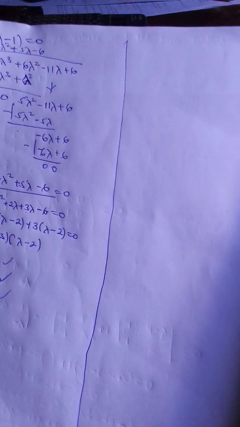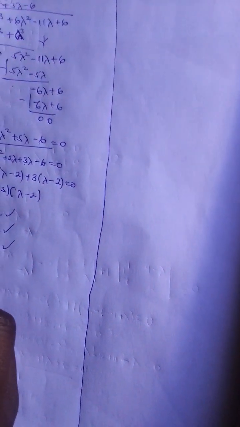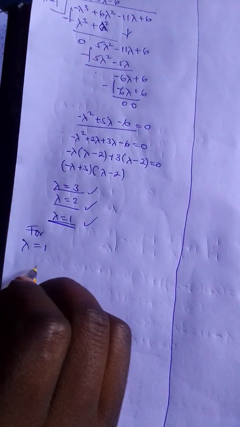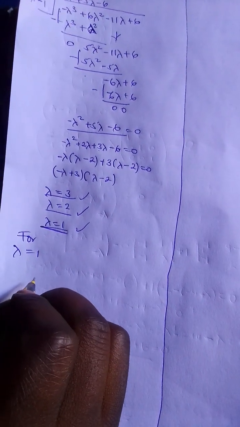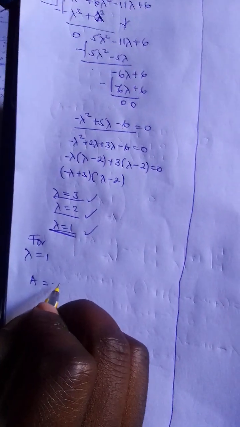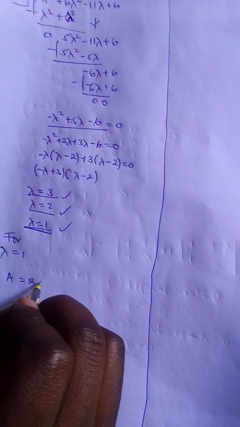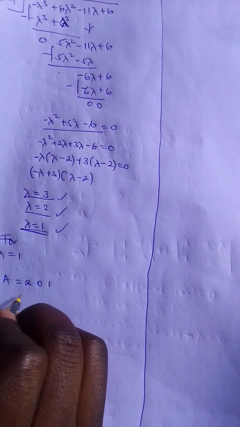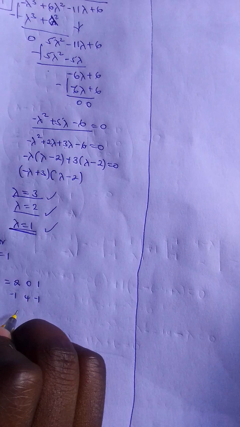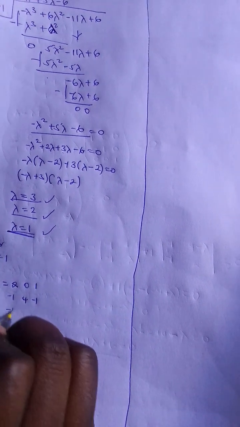So from there, we shall have to look for the eigenvectors. How do we look for the eigenvectors? For the eigenvectors, we shall first look for lambda equals 1. For lambda equals 1, we shall have to bring our matrix A, whereby our matrix A is 2, 0, minus 1, negative 1, 2, negative 4, negative 1, negative 1, 2, and 0.